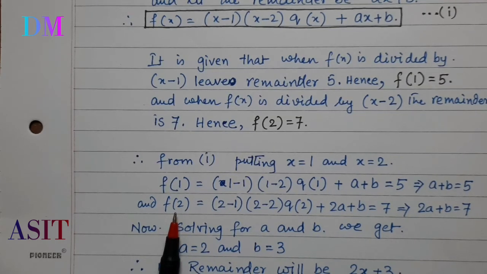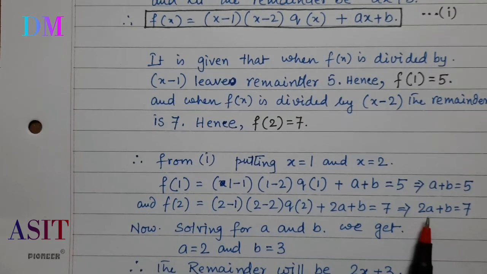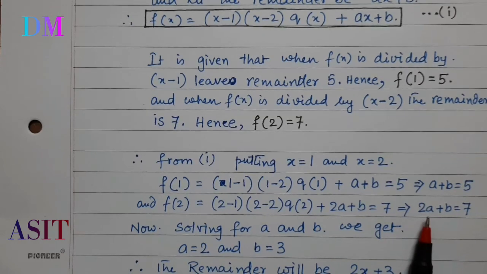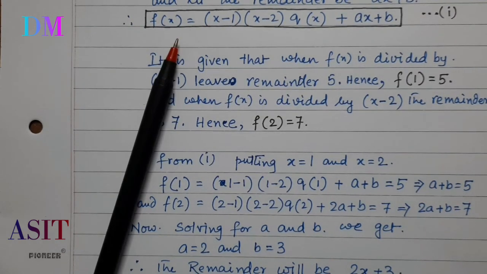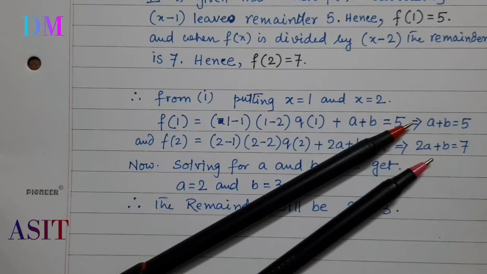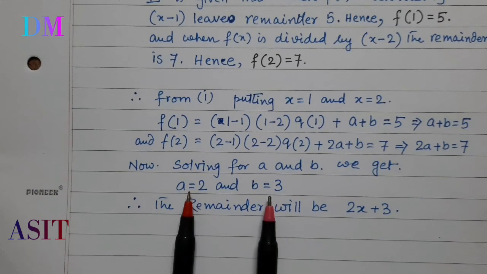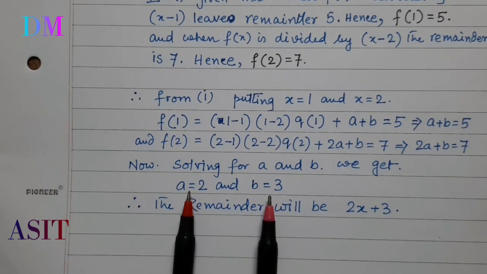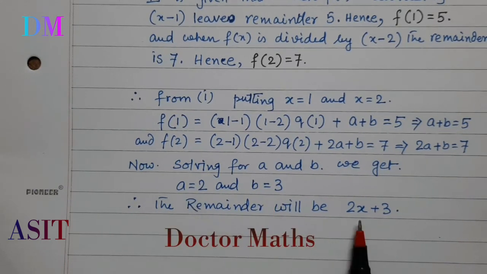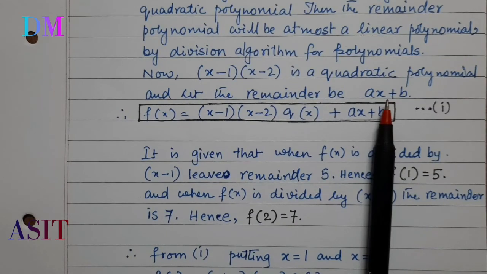Similarly, we can put x equals 2 since f(2) is equal to 7. Hence we get 2a plus b equals 7 after putting x equals 2 in this equation. Now again we got two equations in a and b. Solving these two equations, we get a equals 2 and b equals 3. Hence the remainder will be 2x plus 3, as the remainder was ax plus b.